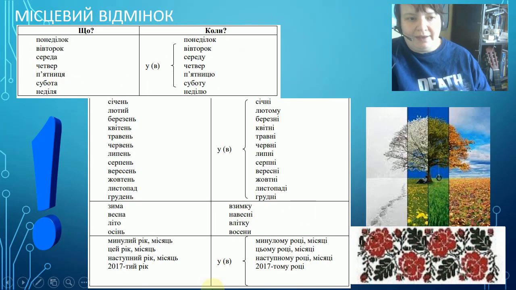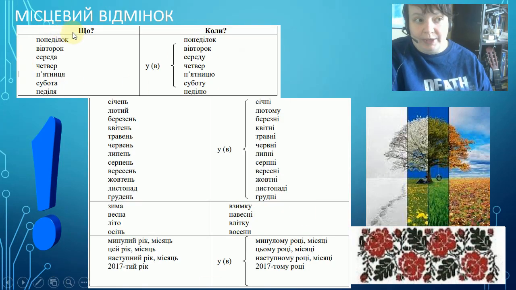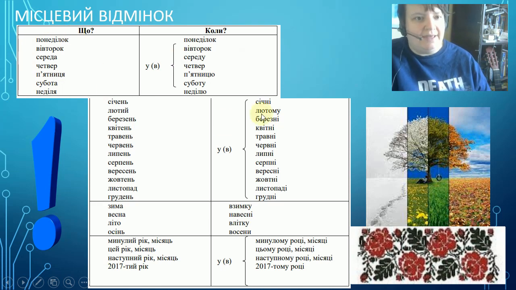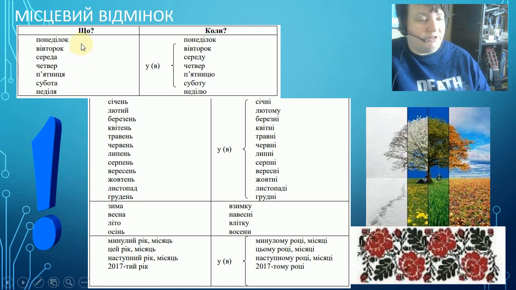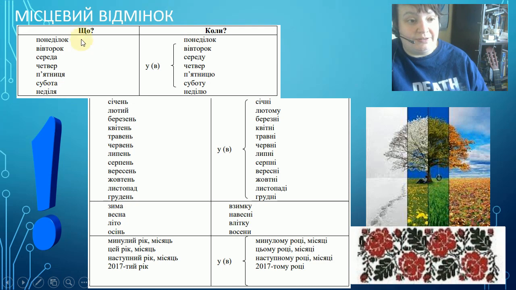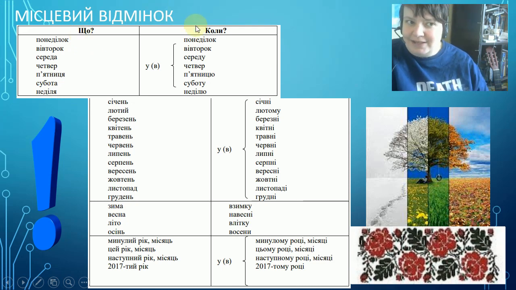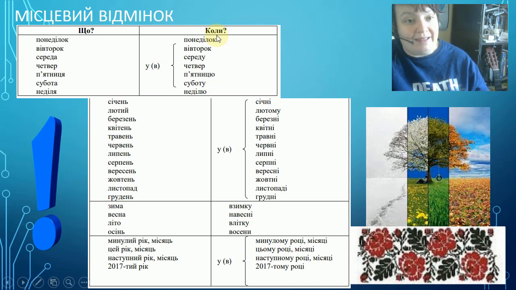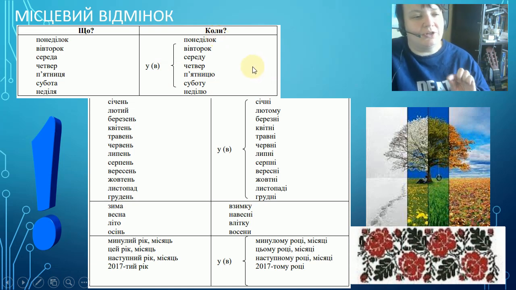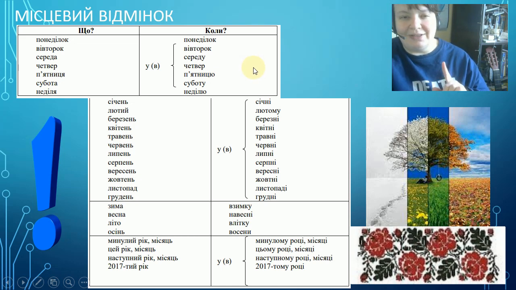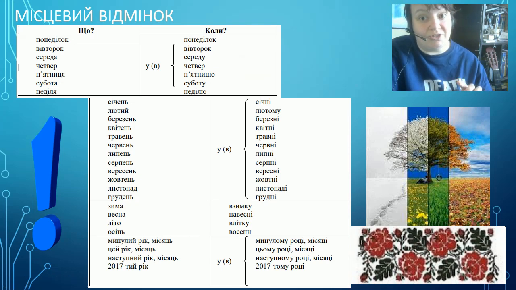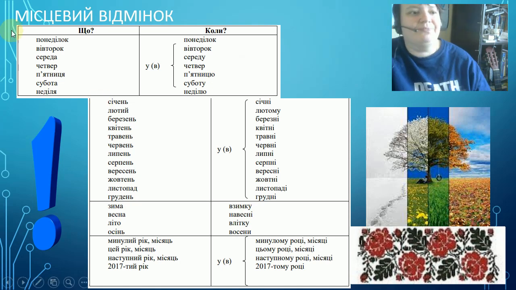Okay, here we have the days of the week in nominative case and the days of the week in locative case. Nominative case answers the question що, what? Locative case answers the question коли, when, in this case, when we are talking about time. Other cases, you can check my videos about locative case and locative case of adjectives and find out.